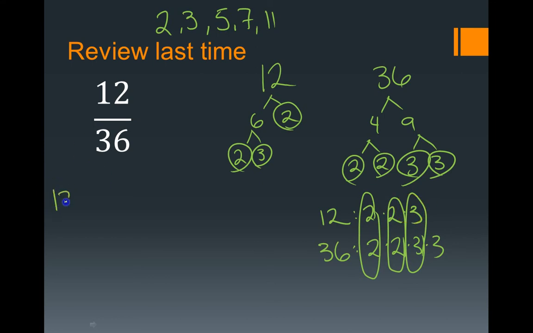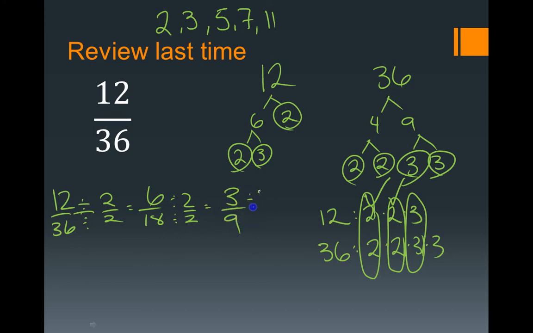So then we did 12 over 36, and we divided it by 2 over 2. That got these common factors, and that gave me 6 over 18. We divided it by 2 over 2 again. That made these common factors, which gave me 3 over 9, and then divided it by 3 over 3. That gave me those common factors. And 1 over 3, that was my answer.